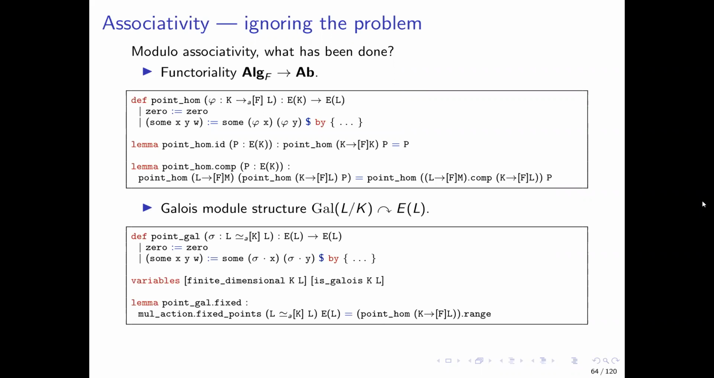Given an extension L over K, you can equip it with the Galois module structure. L over K acts on this thing, and you can compute the invariants of the action. The invariants are exactly E of K. So E of K is exactly the image of the homomorphism under this functorial definition.